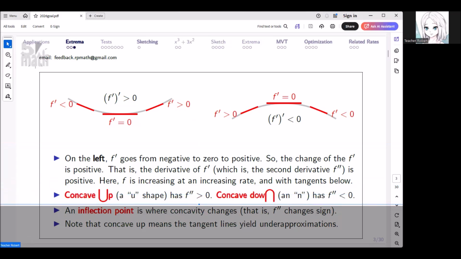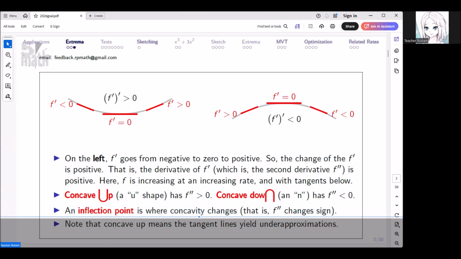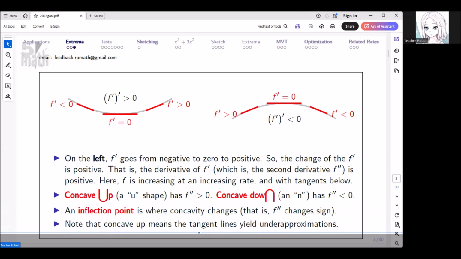Concave up, a U-shape, has f'' greater than 0. Concave down, an N, has f'' less than 0. An inflection point is where concavity changes. That is, the second derivative changes sign. Note that concave up means the tangent lines yield under approximations.